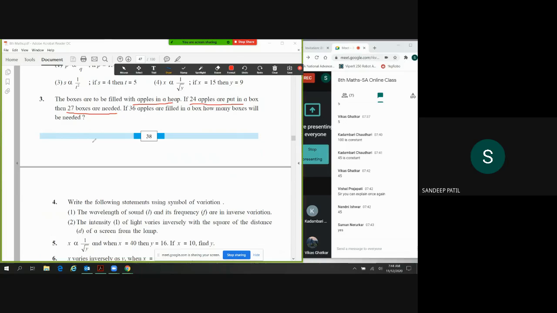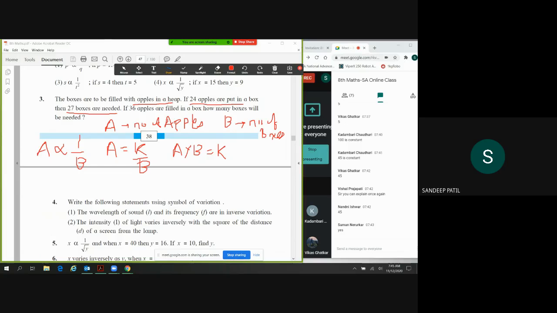So here we will take the number of apples as A, and we will take the number of boxes as B. Okay, so what is the relation here? A is inversely proportional to B. So if we write in the equation format, it will become A is equal to K by B. So A into B is equal to K.